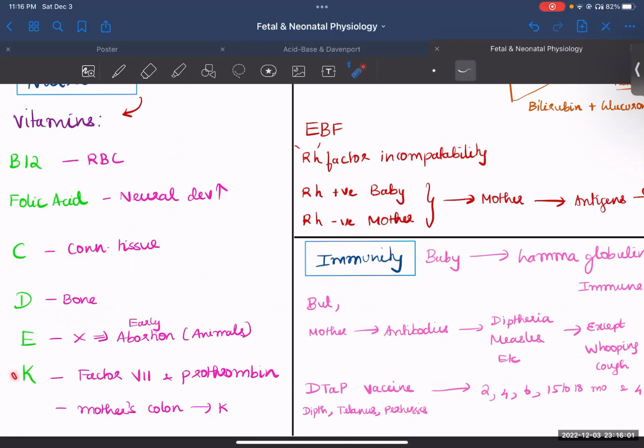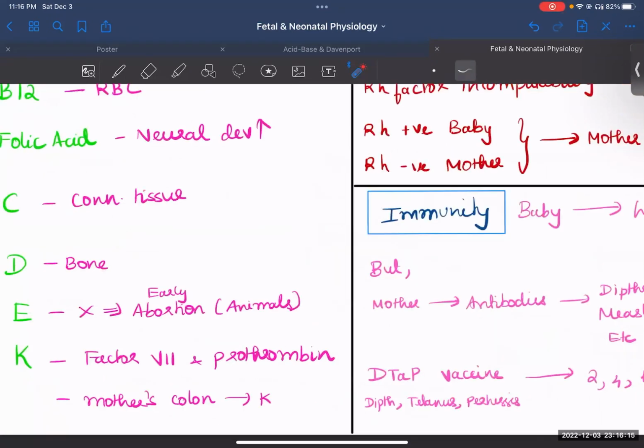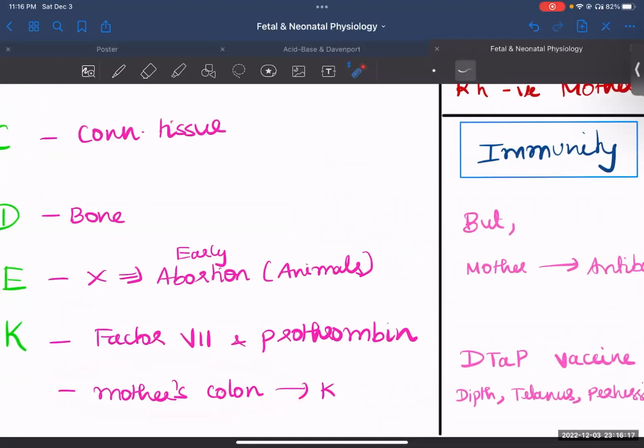I'll come back to that. K. K for producing clotting factors like your factor 7 and prothrombin in the liver. But apart from that, in the fetus, the production of vitamin K is not so well developed. It can be developed, but at the same time, the mother's colon through bacteria is also going to produce vitamin K. Just a fact to remember.